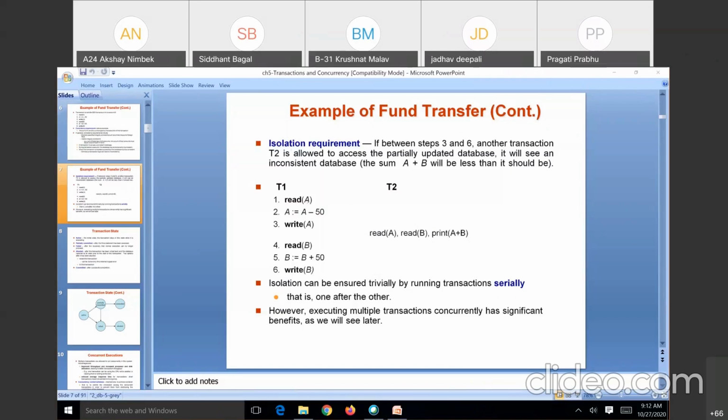The example we have seen in the last lecture. Suppose there are two transactions, T1 which transfers $50 from account A to account B, and another transaction T2 which reads the value of A and B and prints A plus B. Now see, suppose in this case T1 starts its transaction and reads the value of A. Initially we consider it is 1,000.